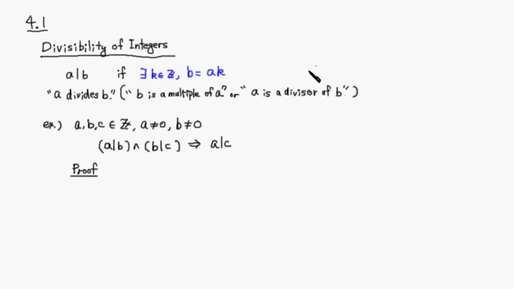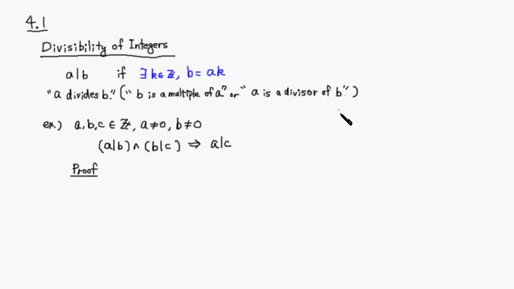There are a bunch of other ways to say the same thing. You can say A divides B, or you can say B is a multiple of A, or you can even say A is a divisor of B. All three mean the same thing.